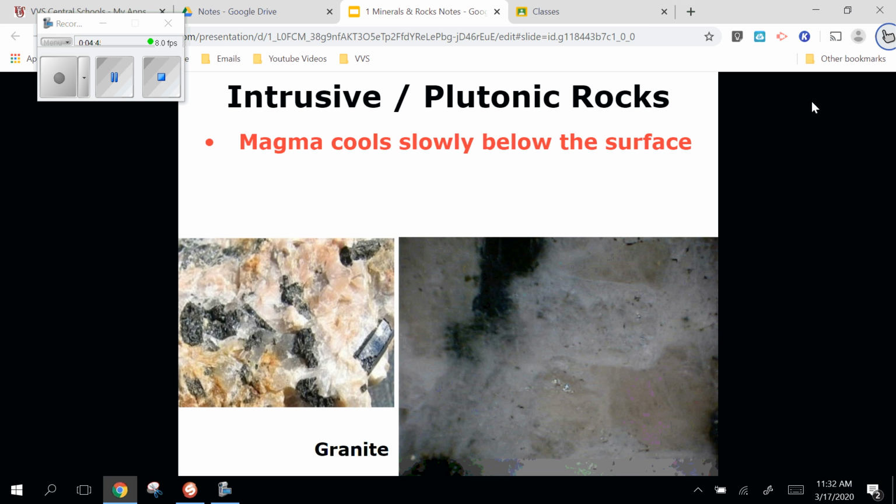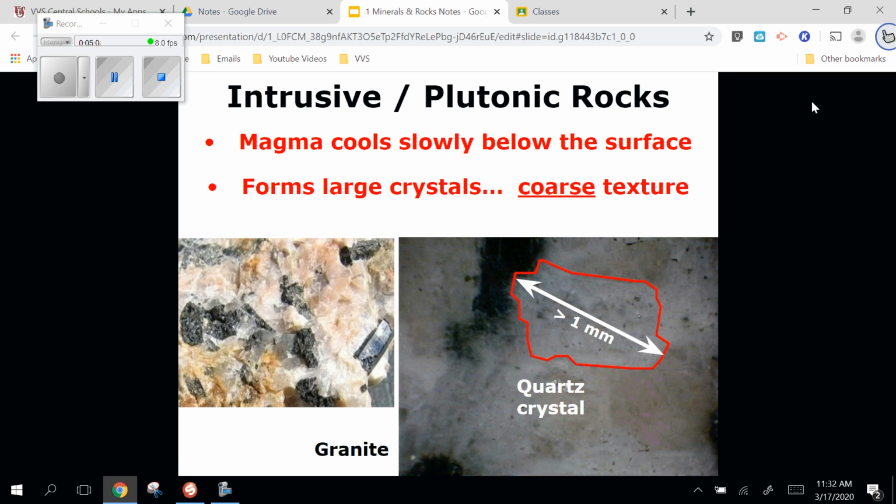All right, intrusive. The magma cools slowly deep down inside the earth, right, where it's still hot. So it takes a long time. Could possibly take millions of years for this magma to cool down. All right, we're going to get large crystals, a coarse texture, or we could get very large crystals of very coarse texture in the sense of pegmatite, but we don't deal with pegmatite very much. We're looking at things that are greater than a millimeter, right? So 1 to 10 would be coarse, greater than 10 is very coarse, but essentially we're looking for anything that's greater than a millimeter in size. If you can see it fairly well with the naked eye, it's probably a coarse grain rock.